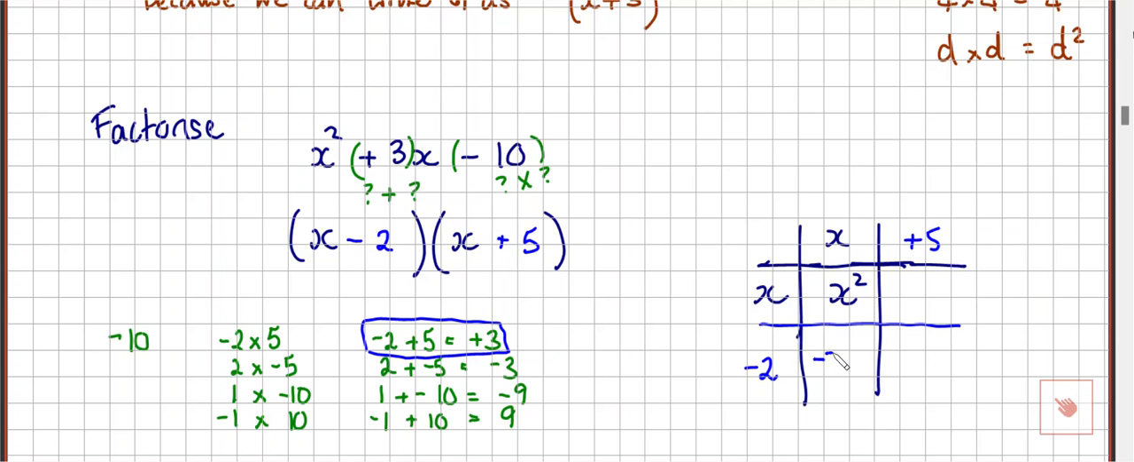That would give me -2x. That would give me +5x. This would give me -10. +5x minus 2x would be 3x, which is what we want. So this listing all the options starts becoming a thing, guys, that you have to consider. It doesn't come straight, you have to list them. And I do the same thing.